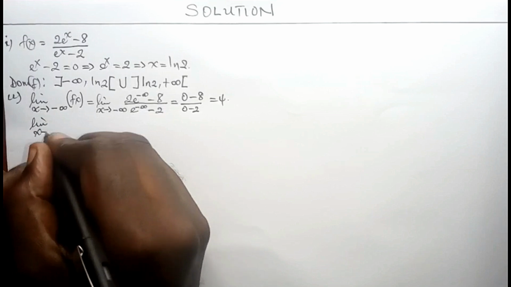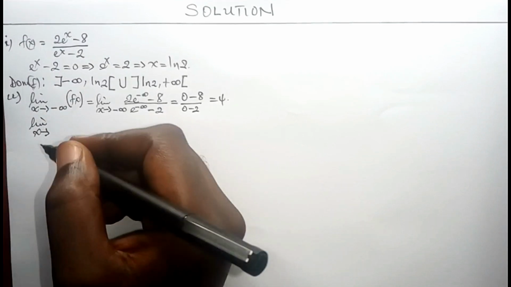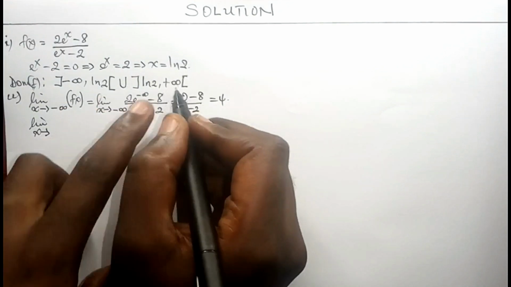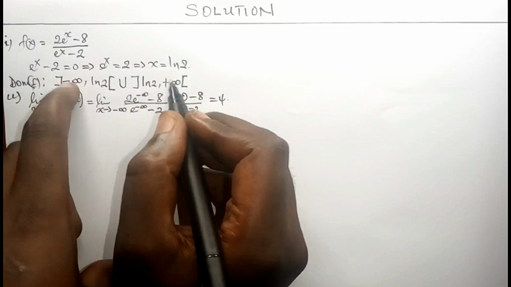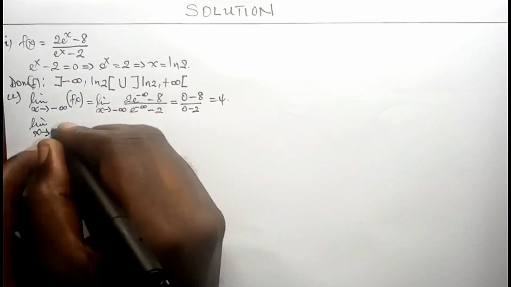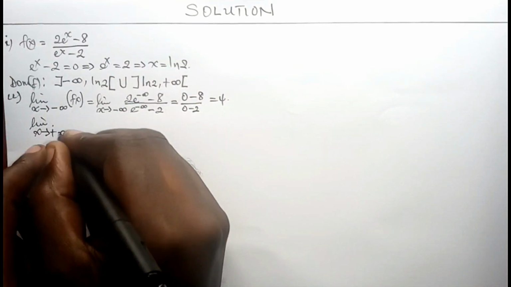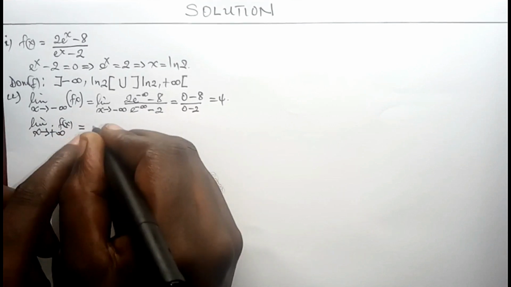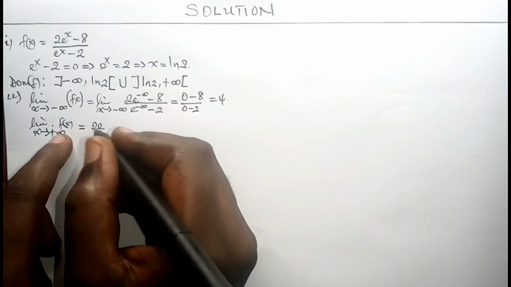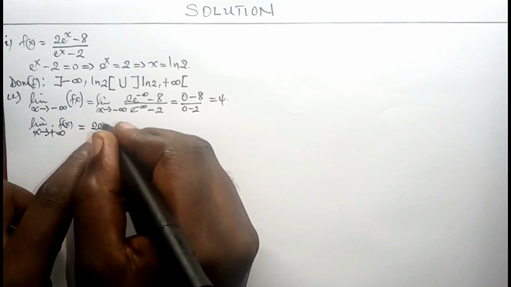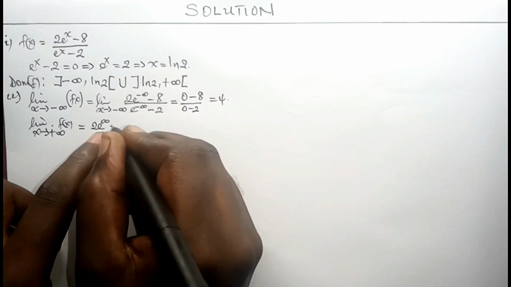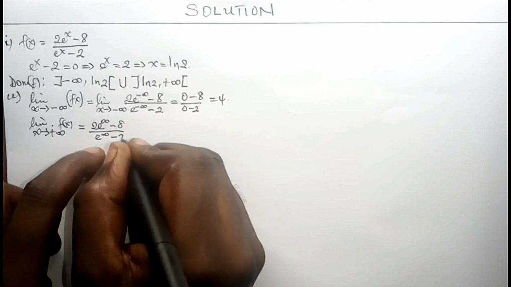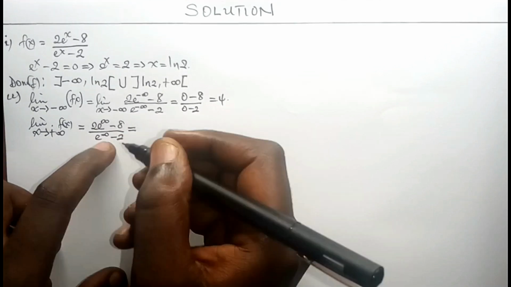Limit as x tends to... They want us to find again this other one. Let's finish with the infinities first. So this other one, the limit as x tends to positive infinity of f of x. I plug in positive infinity again, and I get 2e to the infinity minus 8 all over e to the infinity minus 2.